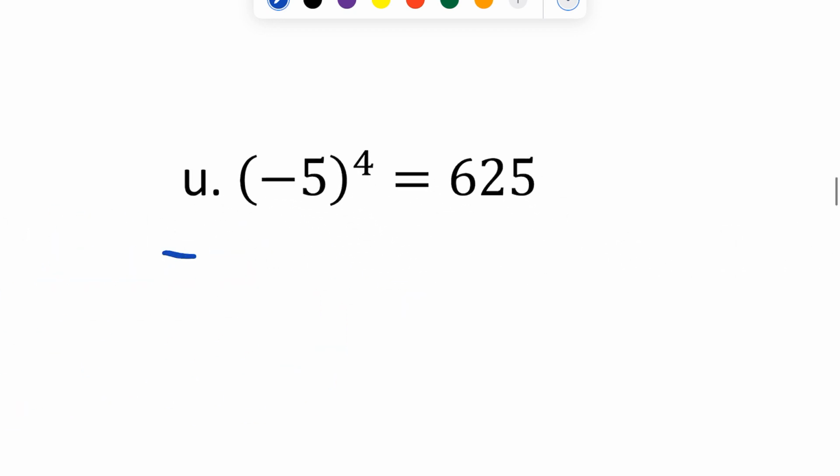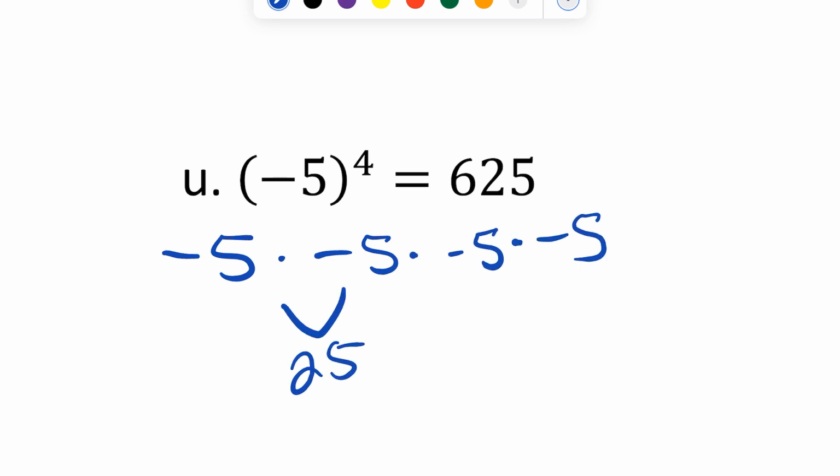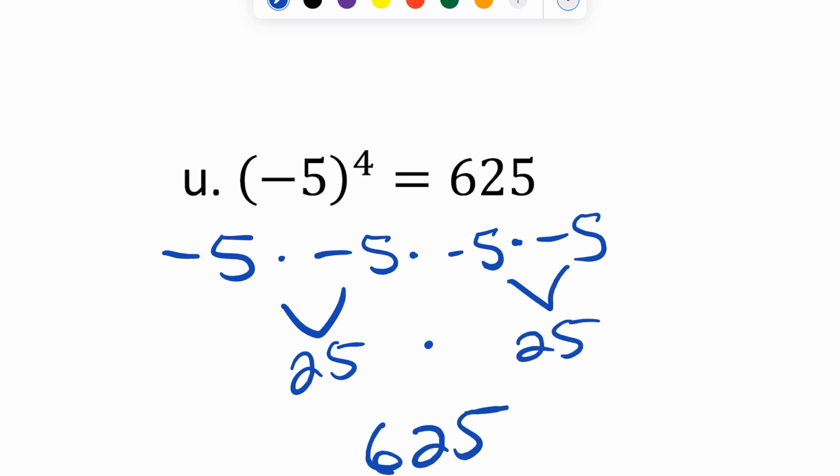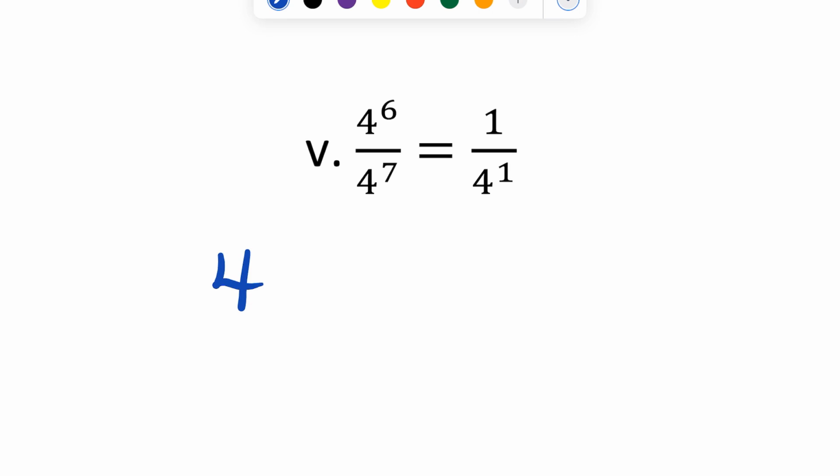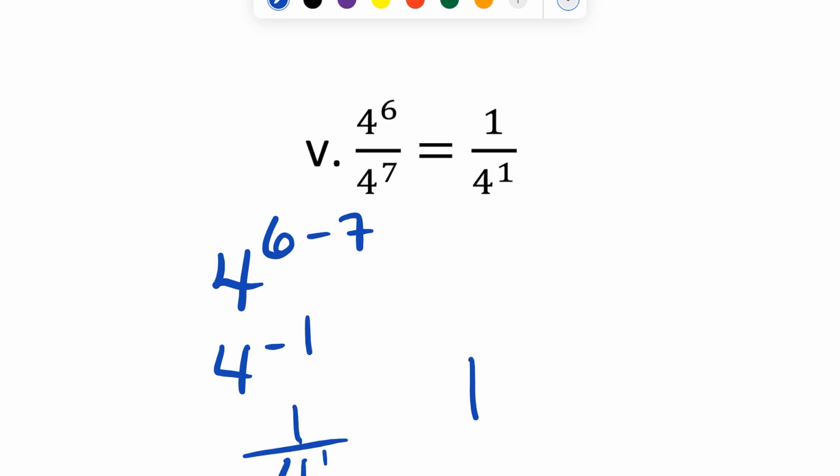This one right here, -5 times -5 times -5 times -5. This would get me 25 times 25, which is 625. So this was a true statement. This one, I write down my base, I subtract my exponents, I get 4 to the -1, which is 1 over 4 to the first. So this was a true statement.